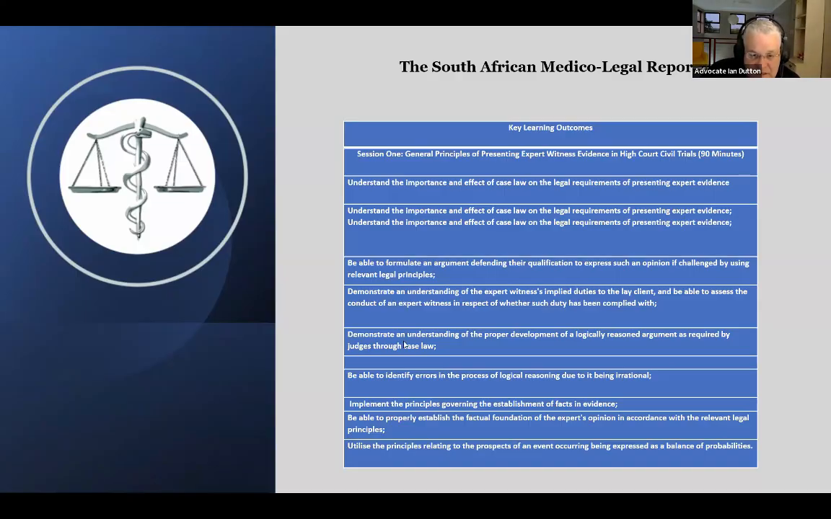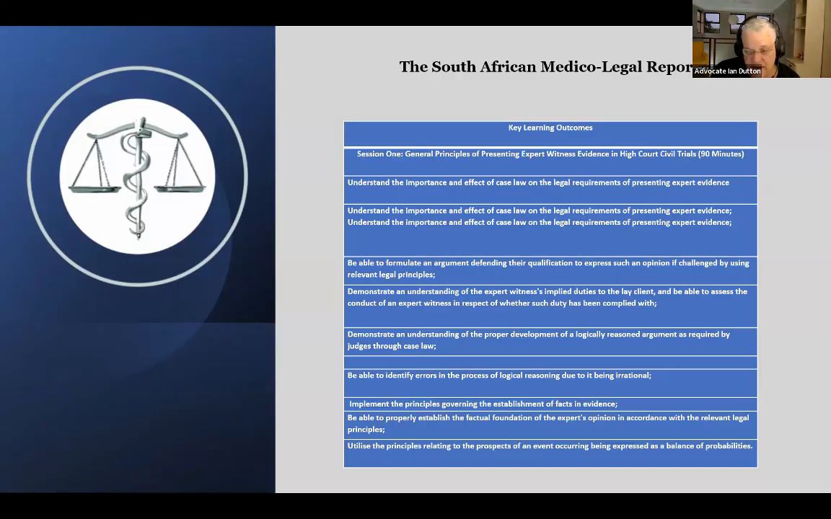And then the next point is that you demonstrate an understanding of the proper development of a logically reasoned argument as required by judges through case law. Now, this is very important. And again, in the intermediate expert witness training course, we dealt with Michael versus Linksfield Park Clinic. There was also a recent video by Carlos de Silva SC where he took us through how the courts assess expert evidence, particularly where there's a conflict between experts. And how does the court approach that?